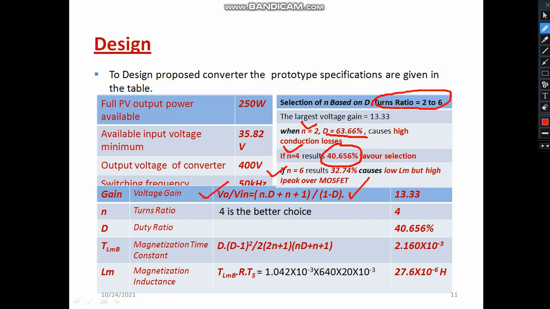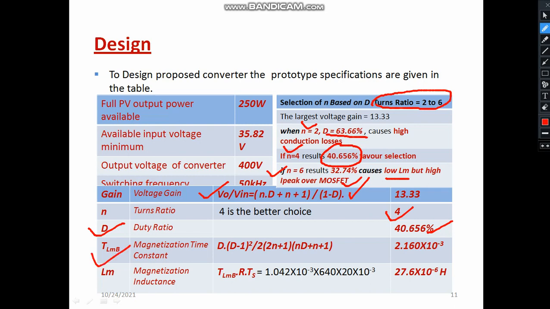So in the first case, n is equal to 2, the duty cycle is high, it leads to high conduction loss and efficiency comes down. When n is equal to 6, we will be getting a low value of Lm, but there is a high peak over the MOSFET. Therefore, the on-state voltage drop will be increased. That's another issue. To mitigate this issue, we are going to choose the optimum selection. So we will be choosing the turns ratio equal to 4. So n is equal to 4 is the optimized selection, and the duty cycle corresponding to this turns ratio will be 40.656%.